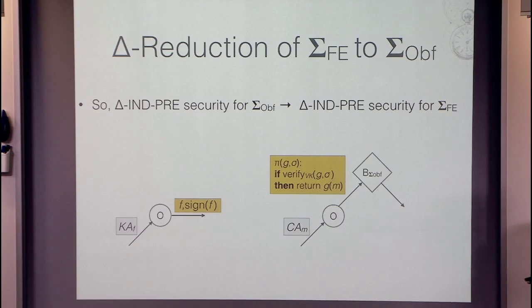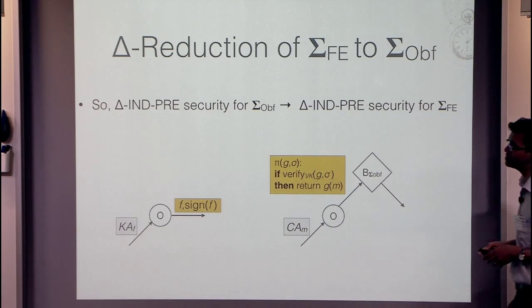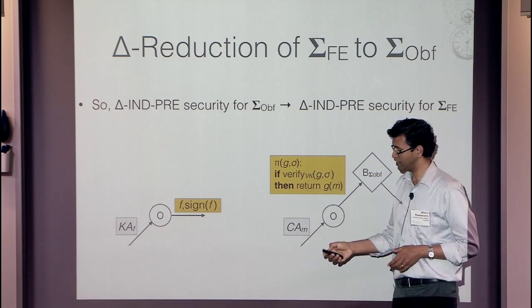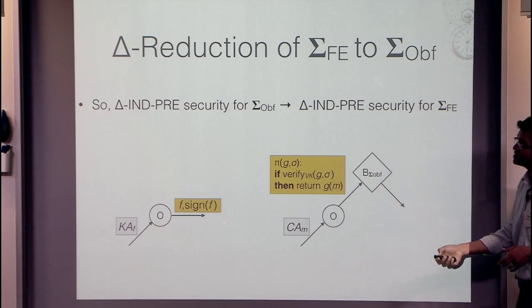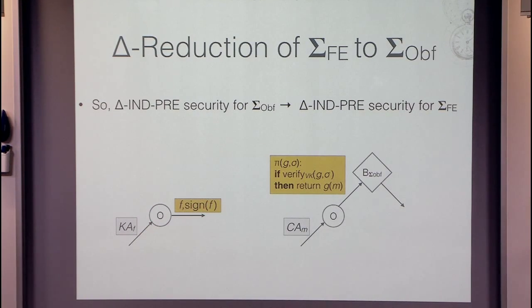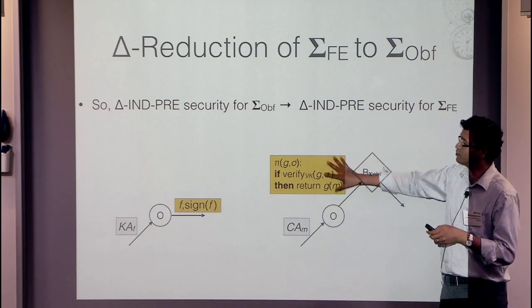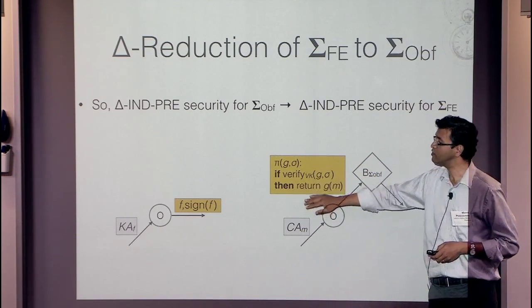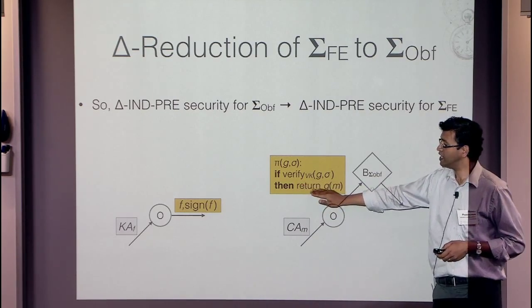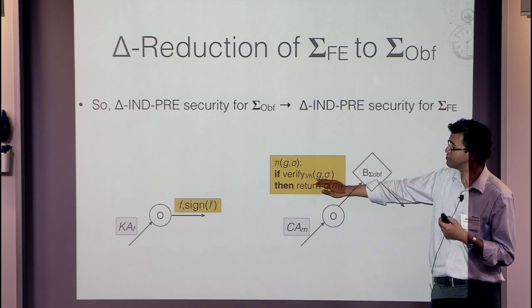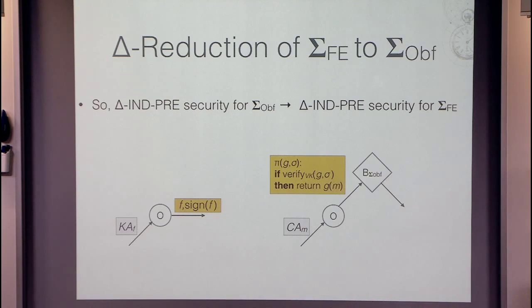Okay, so here is a construction for FE based on such a notion of obfuscation. It's the simplest thing you could imagine. You want to create a key agent. The algorithm is just to put a signature on it. And you want to create a ciphertext agent. The algorithm, given that you have obfuscation, is to obfuscate the following program. What does the program do? It'll verify a signature, and if the signature on the function is good, it runs the function on the message and returns it.